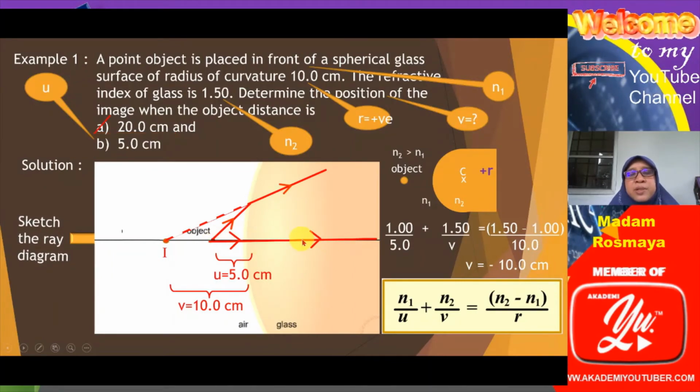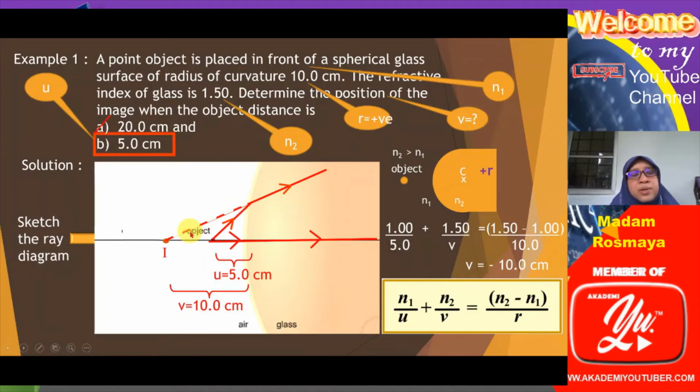Another ray comes from the object and passes through the principal axis, which is the line joining the object and the center of the sphere, the imaginary sphere. The center of curvature C is somewhere here. This ray does not bend, so you draw a straight line. Therefore, this line drawn here to I must be a straight line.